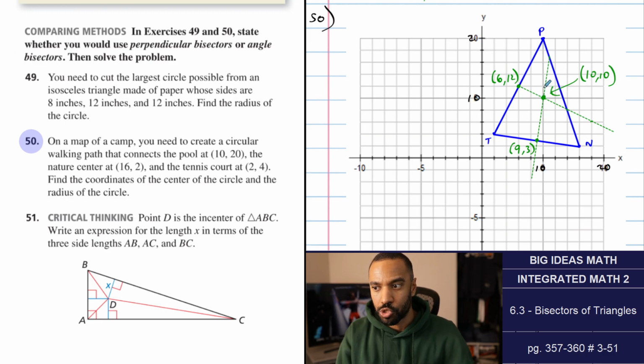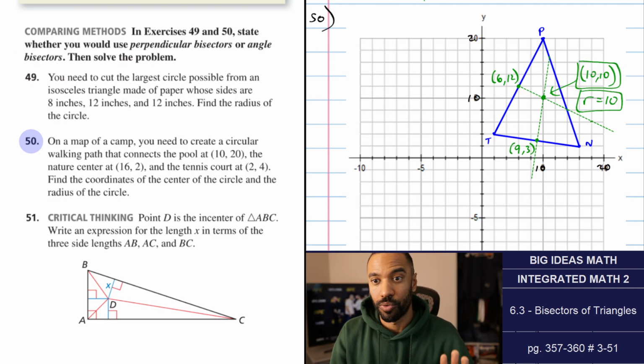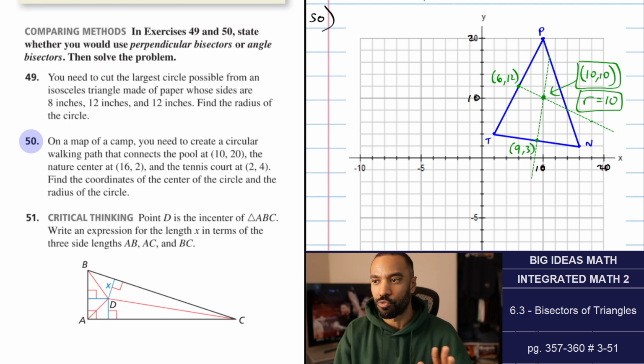The nice thing is I can go straight up. 2, 4, 6, 8, 10. I believe my radius is 10. I'm going to go with that. I don't know if those were exact or not, but it looks pretty good. I might not have to use any distance formula stuff. Kind of like it. Leaves me with one more problem.